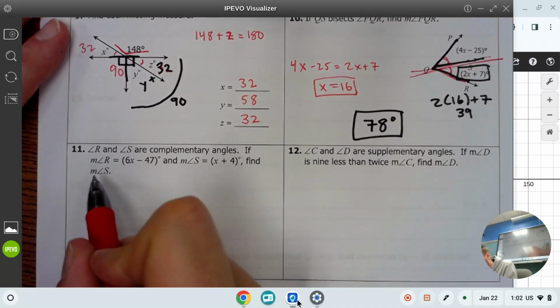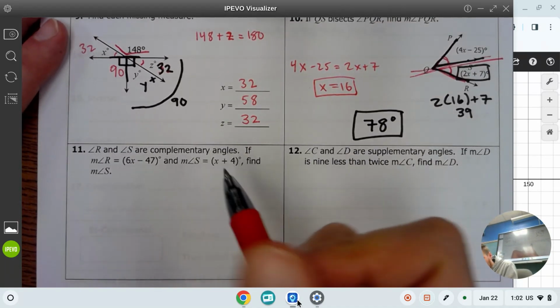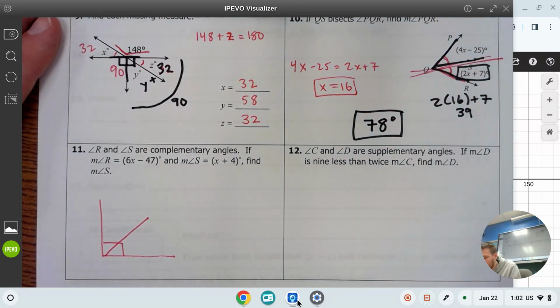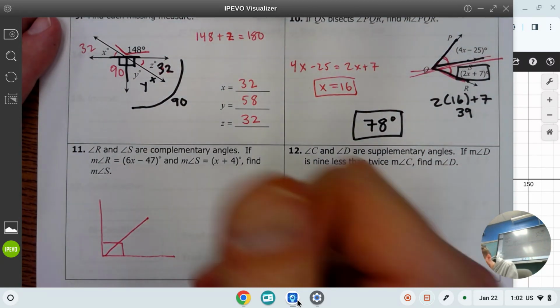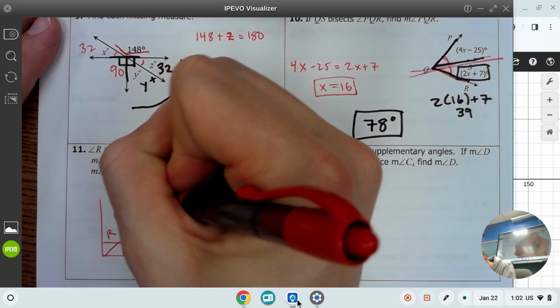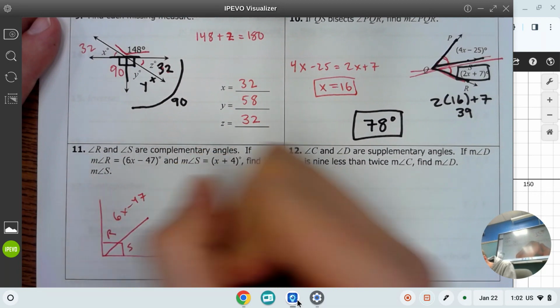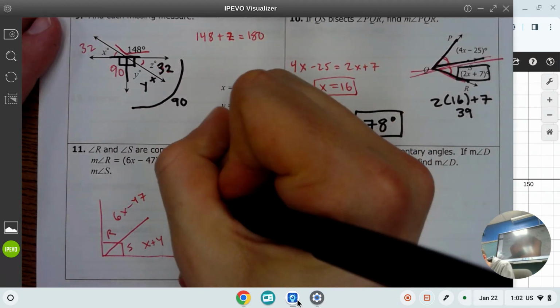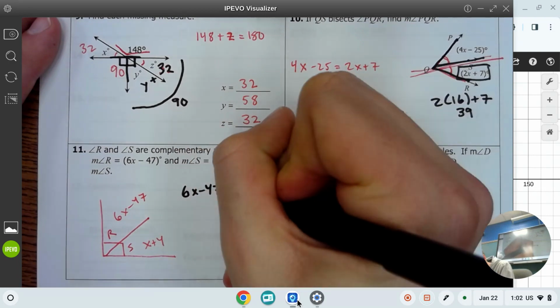11. Angle R and S are complementary. Complementary means they make 90. There you go. Let's call this one R, which is 6x minus 47, and S, which is x plus 4. Find the measure of angle S. Okay, we know that they're complementary, which means we know that they add together to make 90.